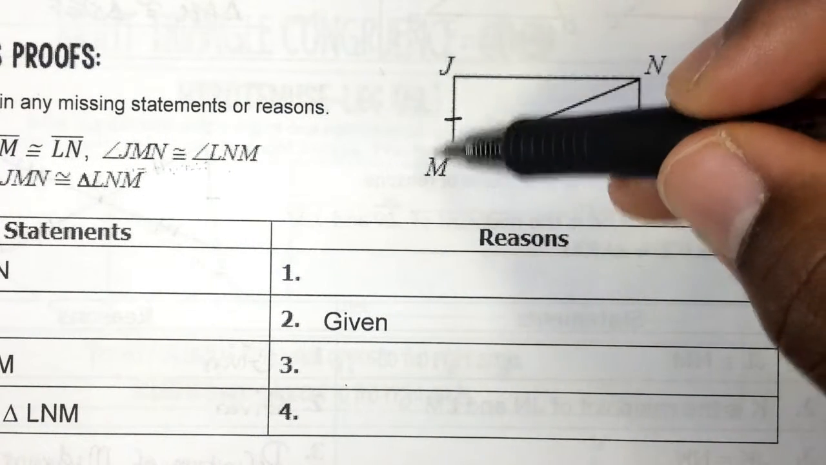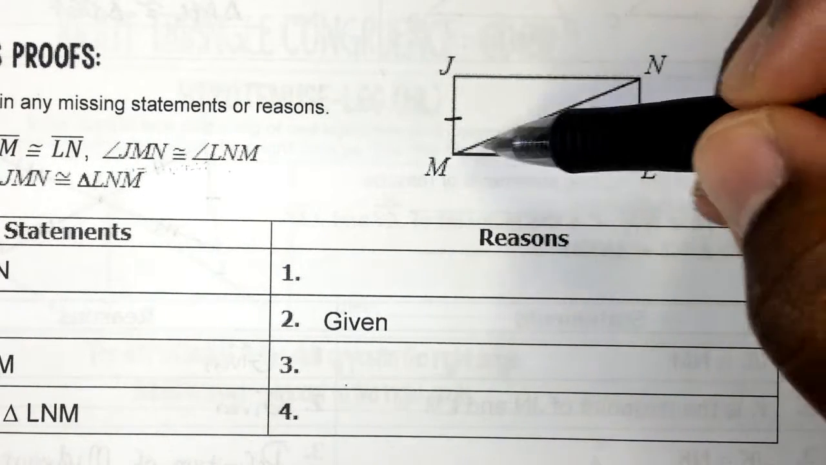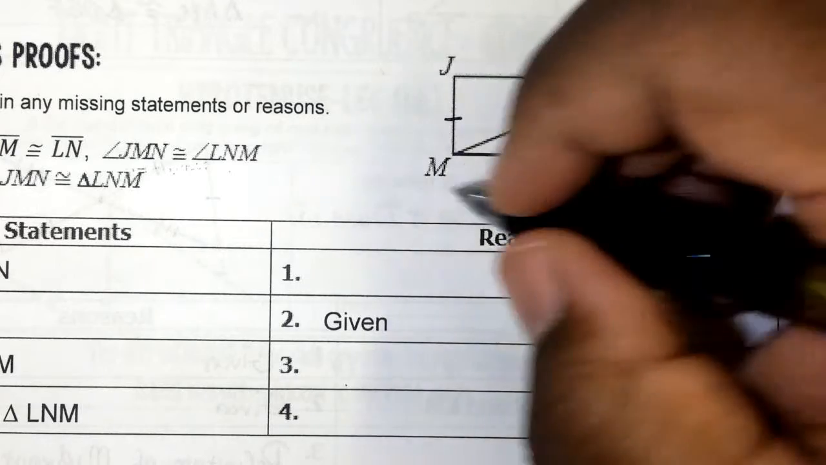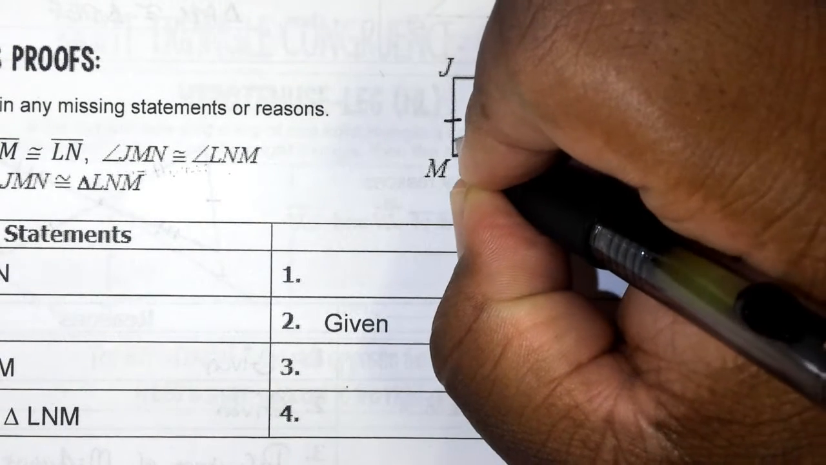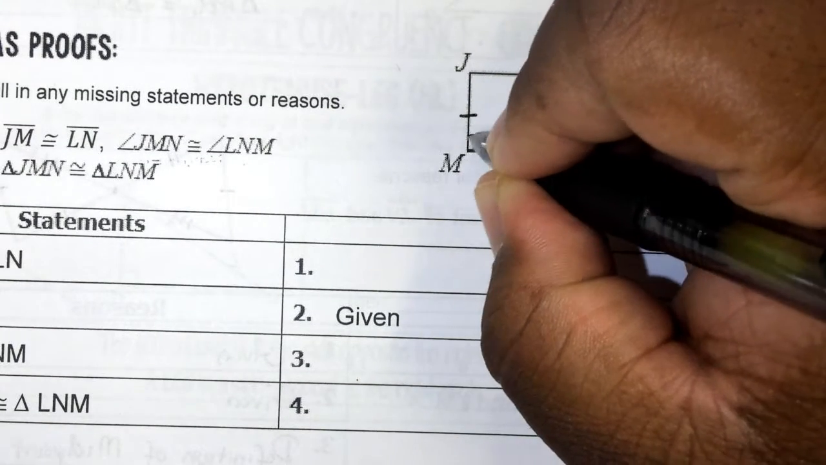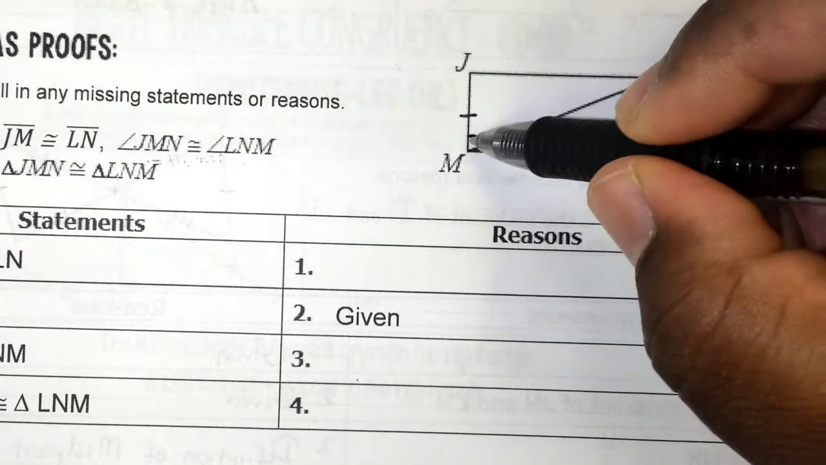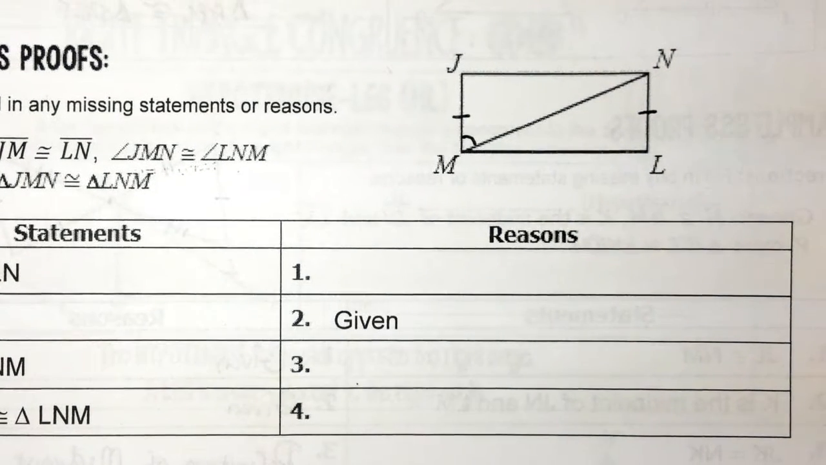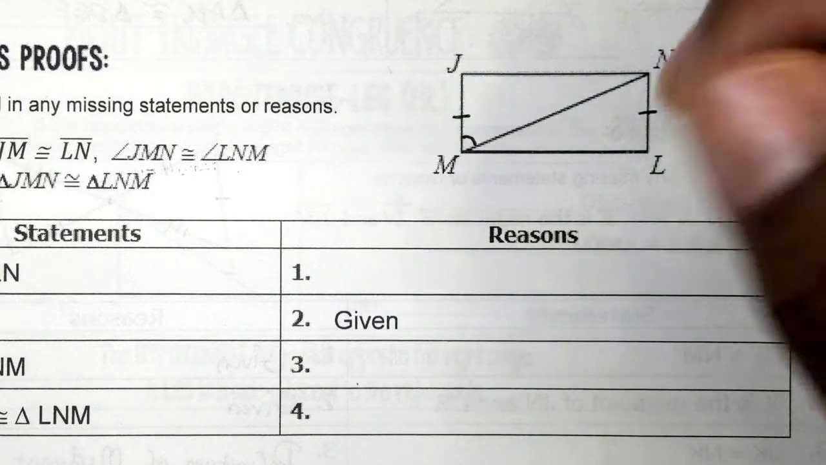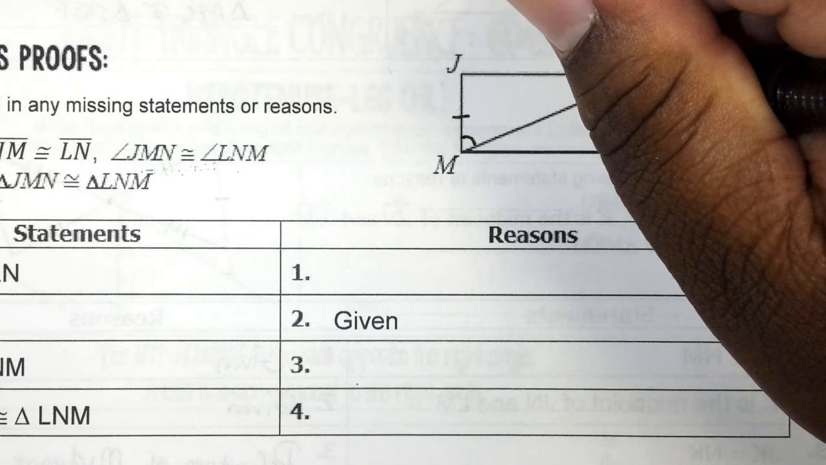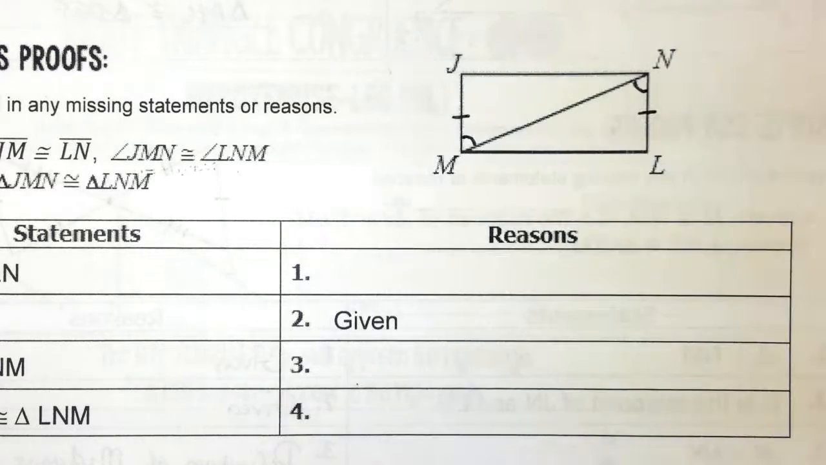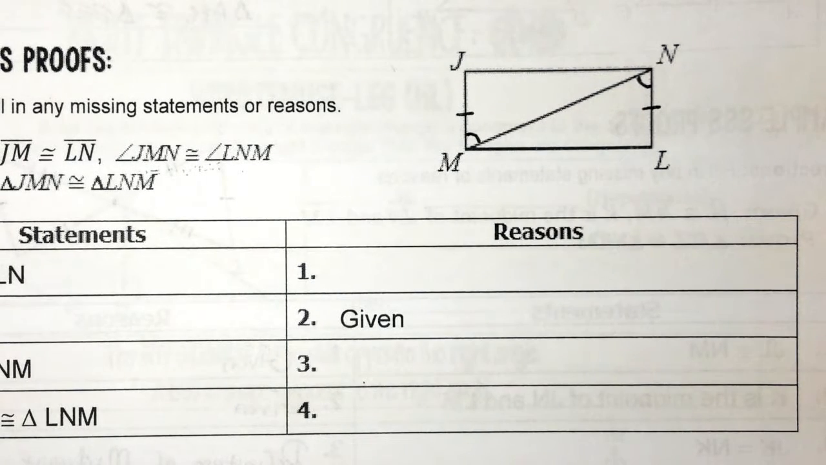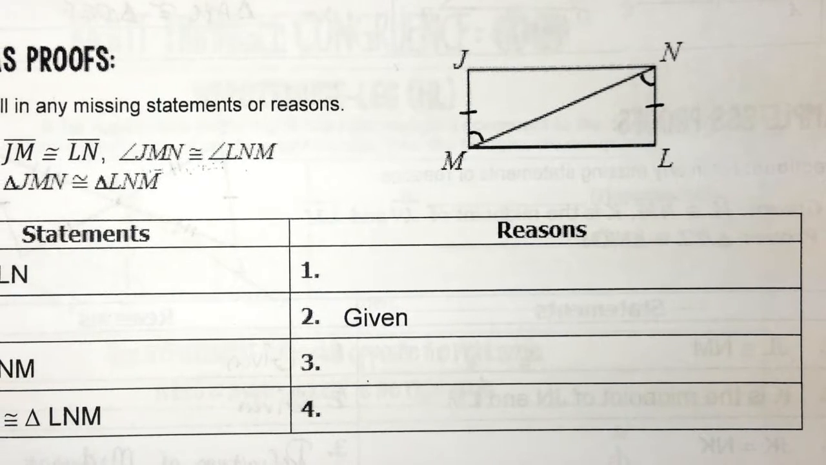So JN, angle JMN, this angle right here. The reason they named it with three letters is because if they say angle M, they could be talking about that full angle there. They're talking about the angle on this side, JMN, here. They say that's congruent to LNM. LNM, mark that angle for yourself. They say those two angles are congruent. That's given information.